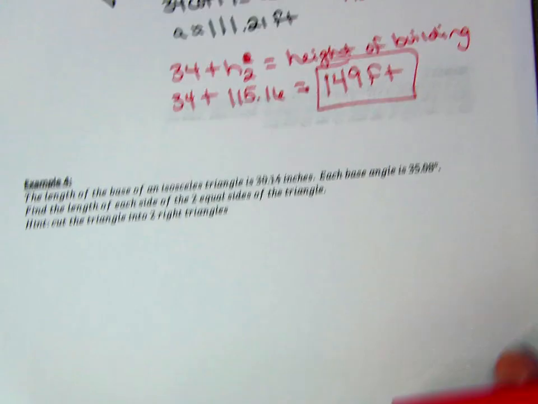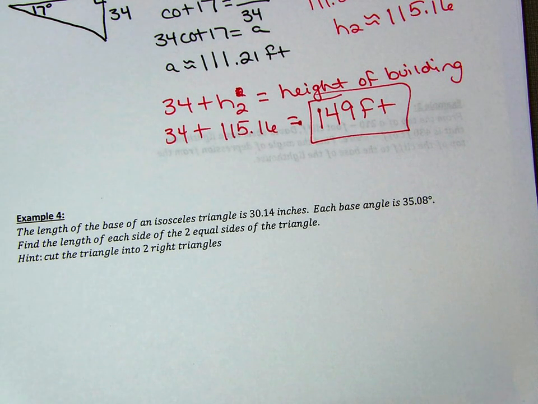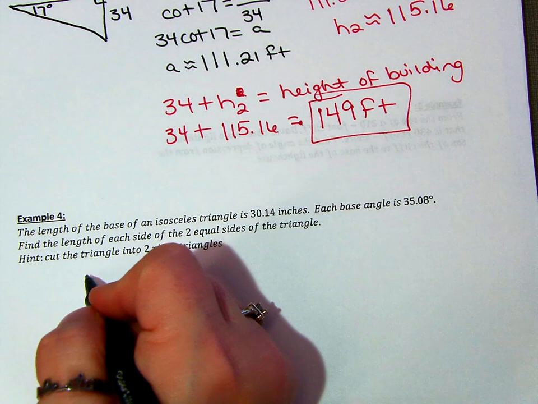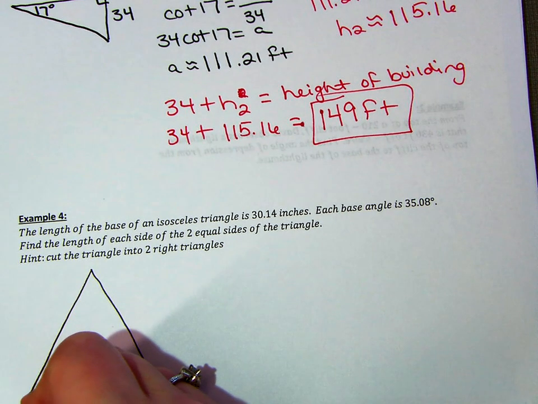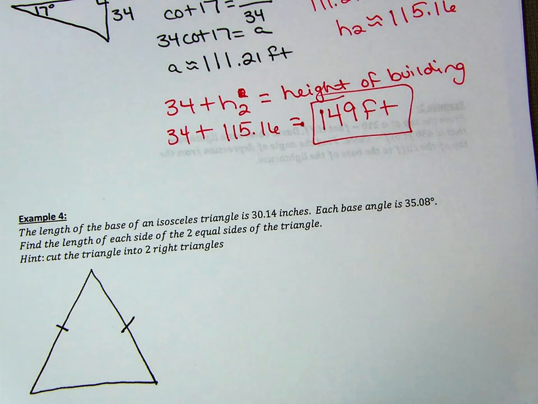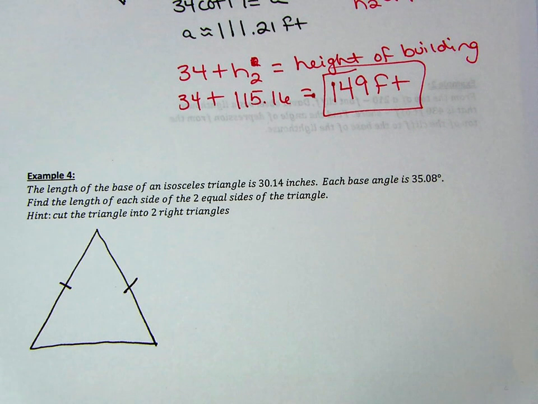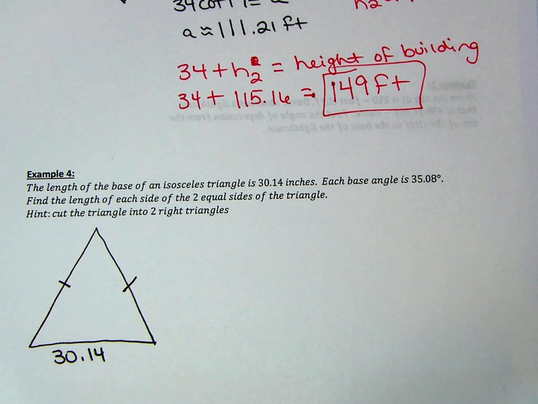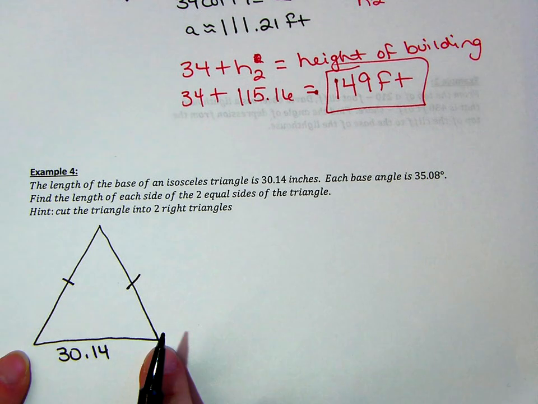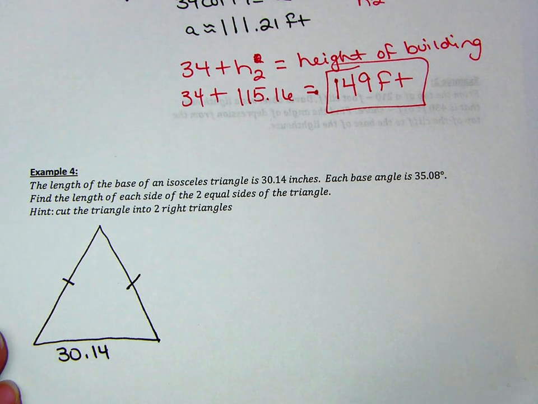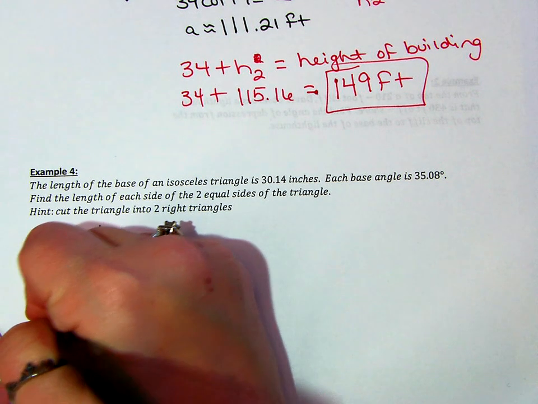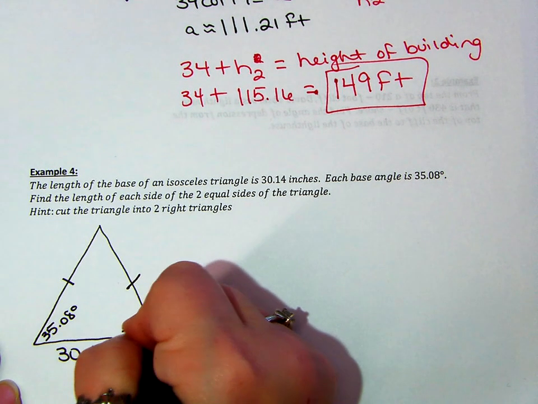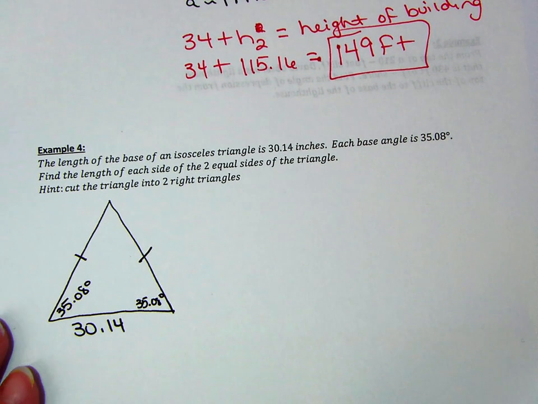The length of the base of an isosceles triangle is 30.14 inches. So an isosceles triangle, if you remember, looks kind of like this, where two sides have the same measure. And this time they told us the base, so that's the bottom, has a measure of 30.14 inches. Each base angle, so that's these bottom two, which are always equal, have a measure of 35.08 degrees. Find the length of each of the two equal sides of the triangle.